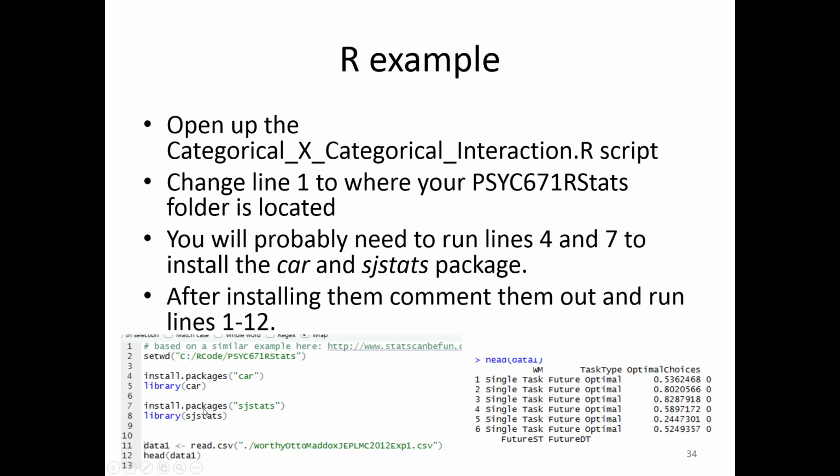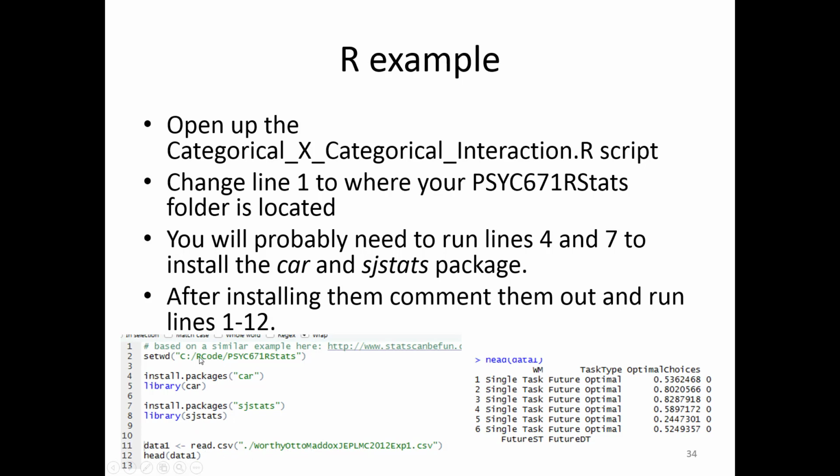Or actually you can run lines 4 and 7, install them, and after that I would go ahead and comment out line 4 and line 7 by using a pound or hashtag sign. It used to be the pound sign, now it's changed into the hashtag sign. Comment those out and then run lines 1 through 12, so that'll load these libraries that we're going to use, and then it'll load the data right here.